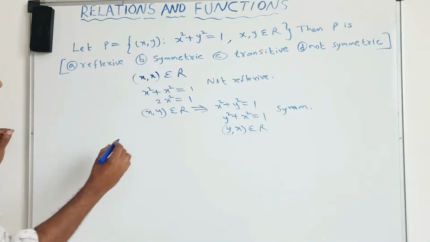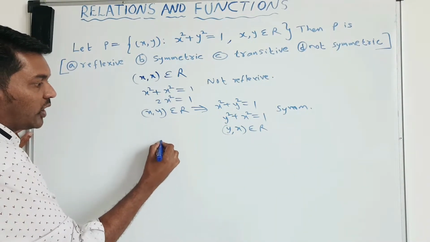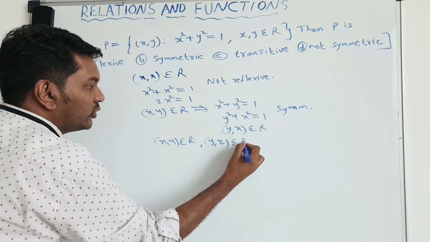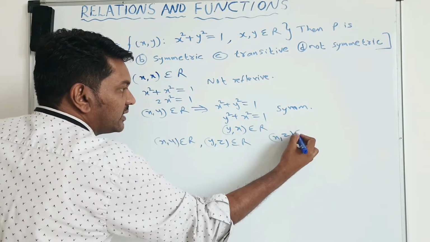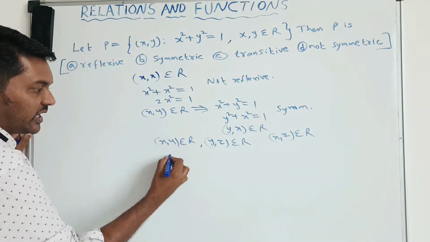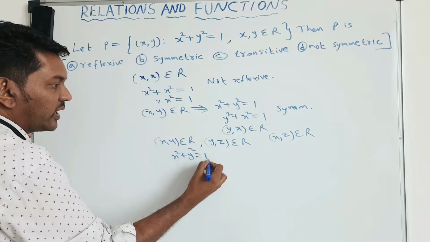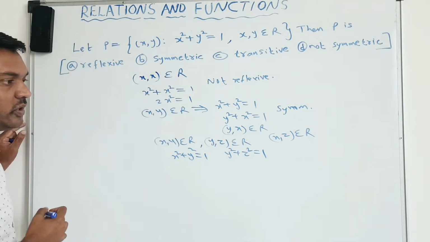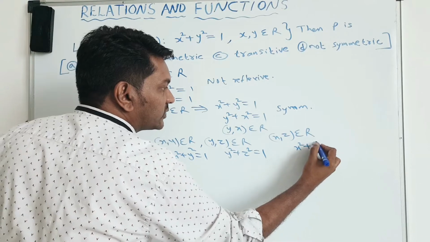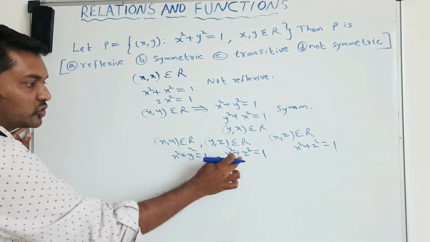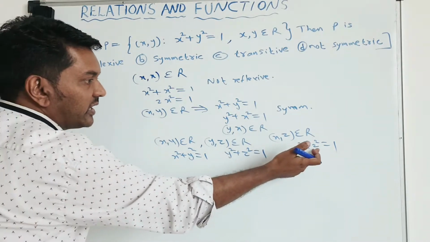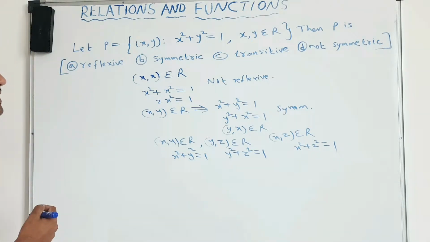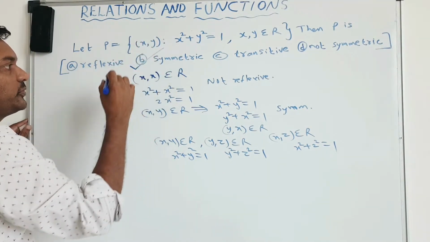Now checking for transitive. X comma y belongs to R and y comma z belongs to R. You need to see whether x comma z is an element of R or not. This will give you x square plus y square equal to 1. From here you will get y square plus z square equal to 1. You need to see whether x square plus z square equal to 1. Clearly from these two you can understand that x square plus z square will not be equal to 1. So it is not a transitive relation. So our answer is, it is a symmetric relation, option B.